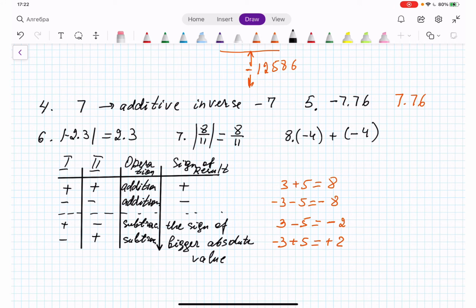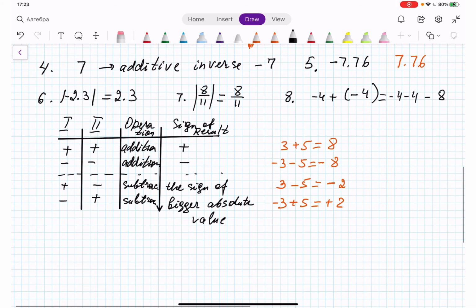So we have here number 8. We have negative 4. I don't even need this parenthesis. Negative 4 plus negative 4. What do we have? It's the same thing if I write down negative 4, negative 4. So negative, negative, we need to add, which is 8. And both of them are negative. We are going to put here negative. Okay, question number 9.